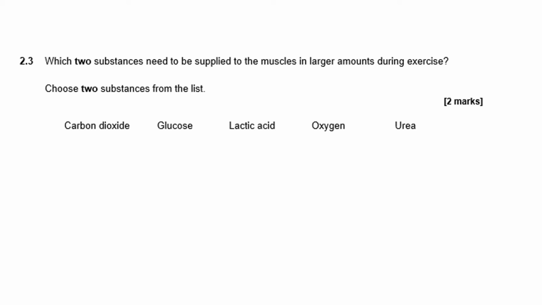So if you circled those 2 answers, very well done. It is a mark for each. So if you've circled glucose and another option that is an oxygen, it will be worth 1 mark.